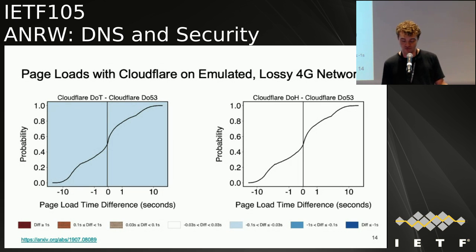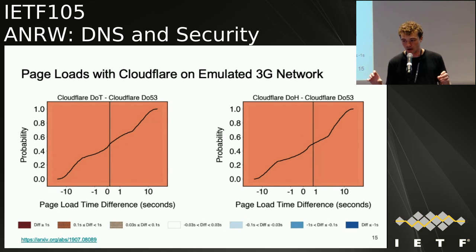And again, the picture changes. Now the blue background indicates that DOT is performing actually better than DO53 when you're on a lossy 4G network, which is a pretty surprising result. And now DO has actually moved back to being within plus or minus 30 milliseconds from DO53. So all these numbers are starting to change around, but the picture seems to be that across these three networks so far, the university network, the 4G network, and the lossy 4G network, DOT has remained either indistinguishable or slightly faster than DO53.